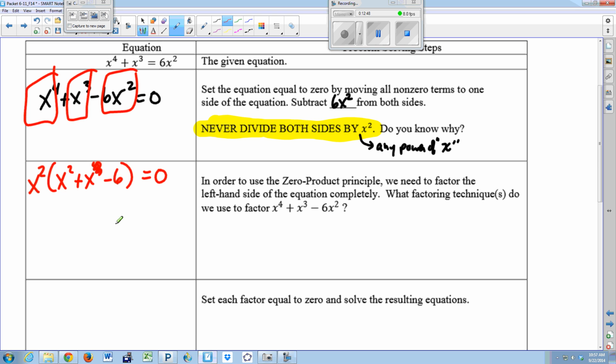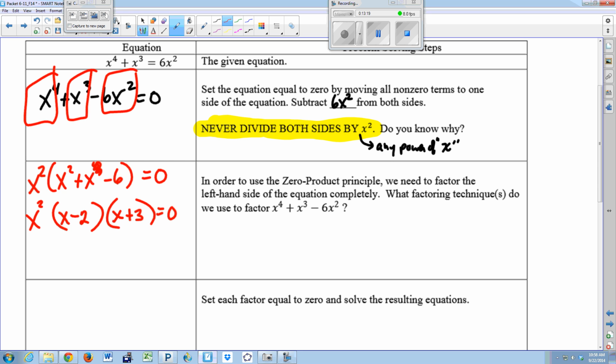Can I factor this anymore? Can I factor this second factor right here? Well, you say it's a second degree trinomial. A lot of times that will factor into two binomials. If I can factor it, I may not be able to. Can I factor this? What's it look like? X minus 2, x plus 3, right. So now I have everything completely factored on my left side.